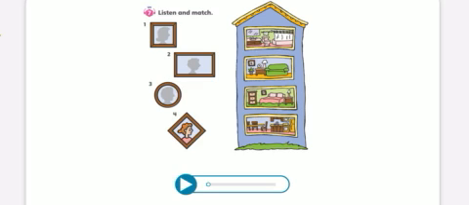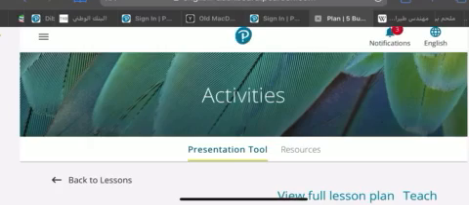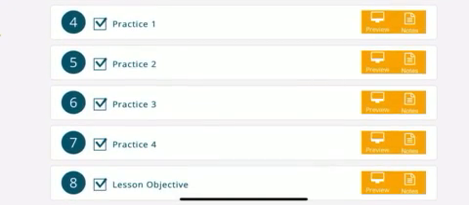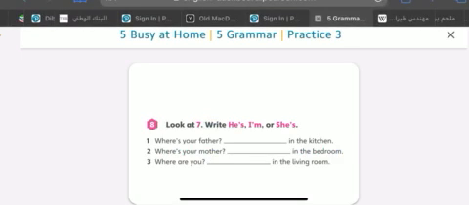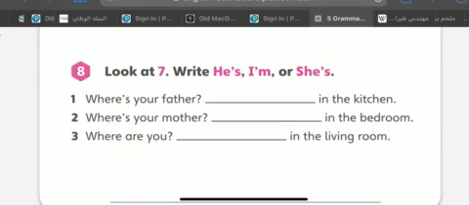When you finish, we're going to move to exercise number 8. Yalla, let's move to exercise number 8. Okay. Look at number 7. Write his, I am, or she's. His means he, and I am means me, or she's here.